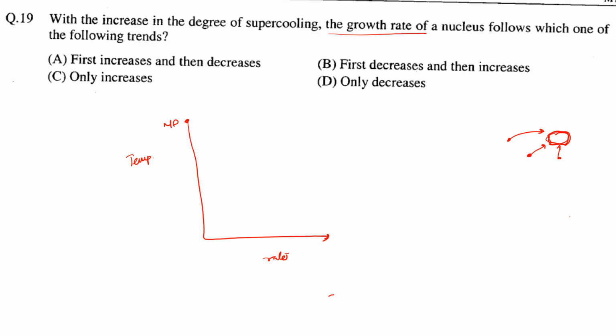So just near the melting point, but below the melting point, the nucleation rate and the growth rate are high, and after that it decreases. Similar trend is observed for nucleation rate, and the transformation rate also. Okay guys, so this is the thing. It first increases and then decreases. It is first increasing, then it is decreasing. So that is the correct answer.